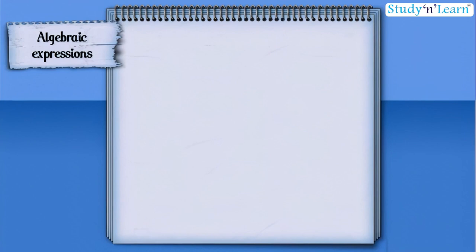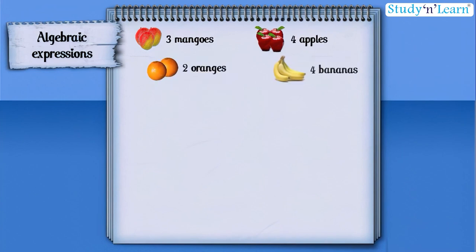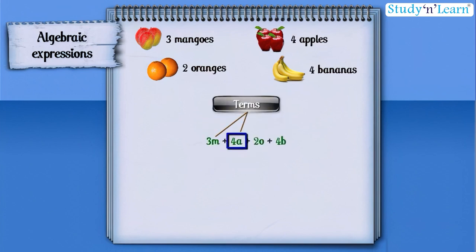Consider different kinds of fruits, say 3 mangoes, 4 apples, 2 oranges, and 4 bananas. We can express it as 3m plus 4a plus 2o plus 4b. This is another type of algebraic expression. In this expression, 3m, 4a, 2o and 4b are called the terms of this expression.